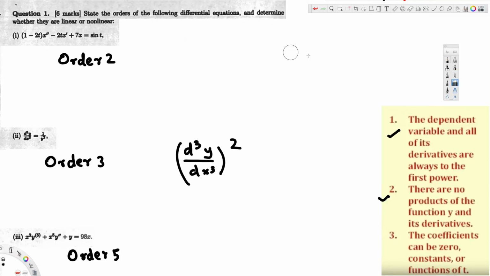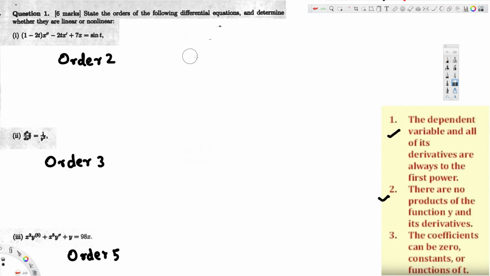Now if you look at this one, this is not violating the first rule because we don't have any square for these derivatives. Let's look at the second rule. There are no products of the function y and its derivatives. So for example, in our case this is x. If there's an x multiplication with x double prime, this is not linear. Or x power, anything related to x, if you multiply this one, that's not linear.